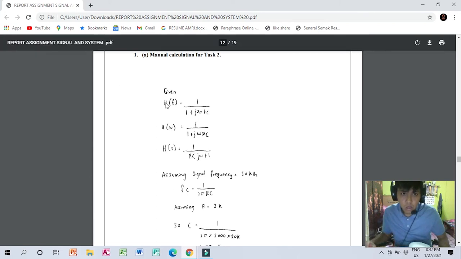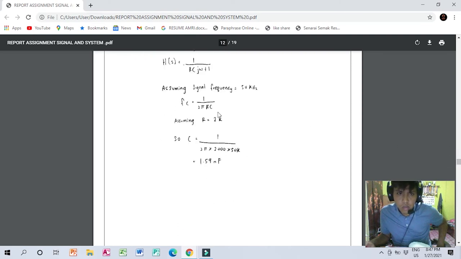First, how to show the impulse response for the first order low pass. This is the formula given by the question, 1 over 1 plus j 2 pi RC, which can be rewritten as 1 over RC jw plus 1.